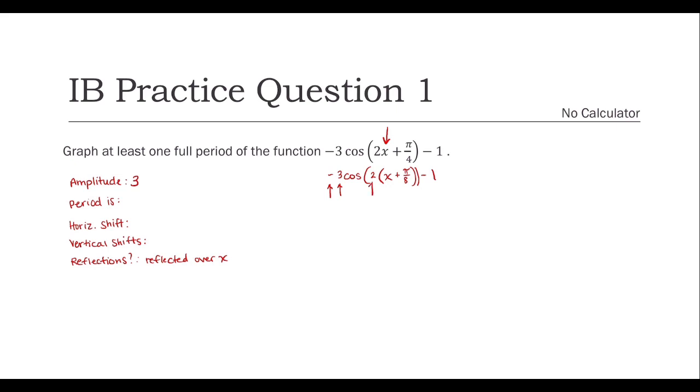The 2 here means we have a horizontal stretch by a factor of 1 over 2, so our period is 2 pi over our b value, so 2 pi over 2, which would just simplify to pi. For a horizontal shift, we have plus pi over 8, which means it would be left pi over 8. For a vertical shift, we have minus 1, so it would be down 1. So now we can go ahead and graph this.